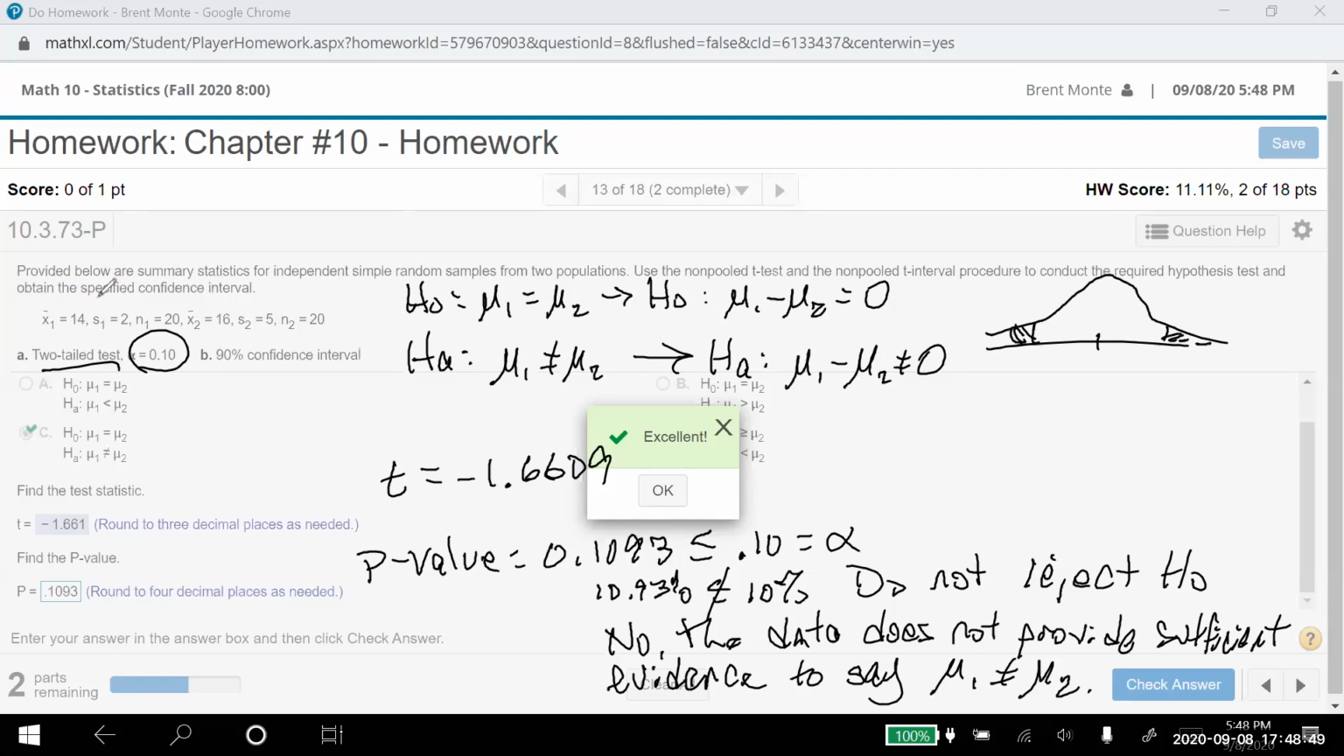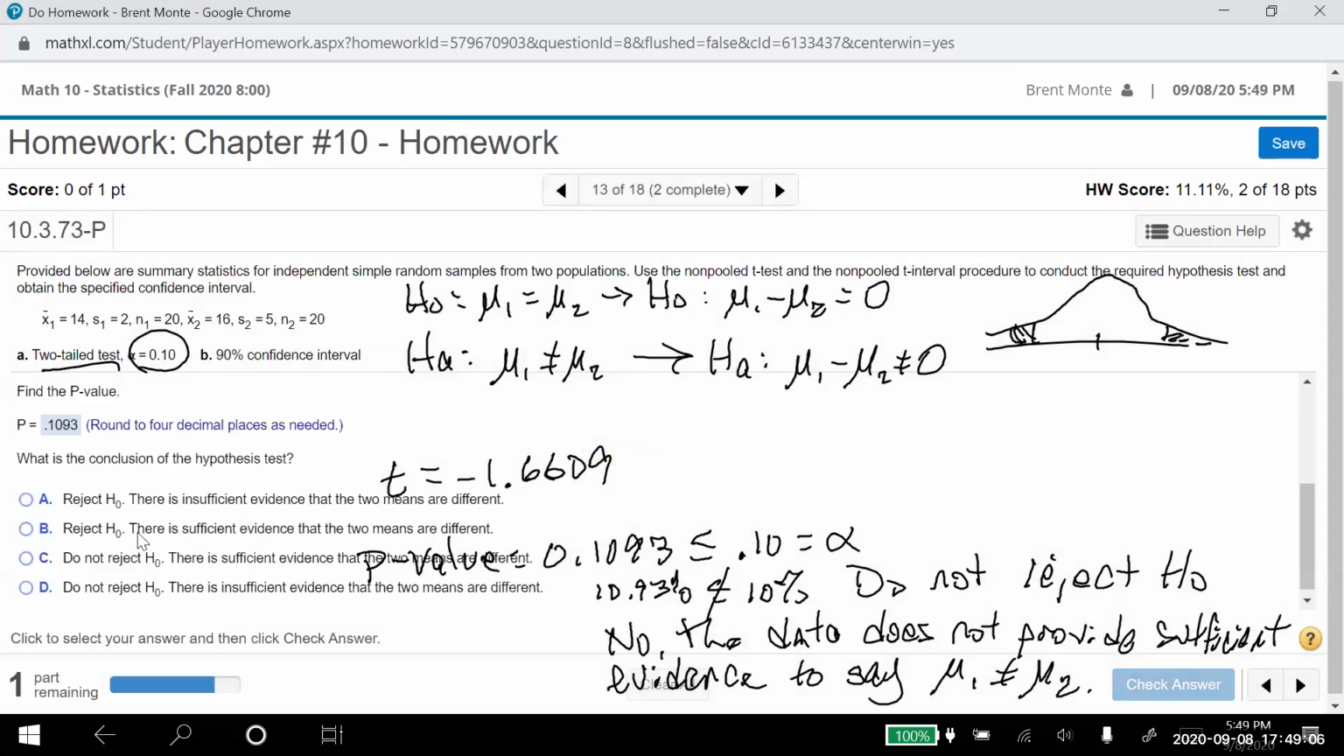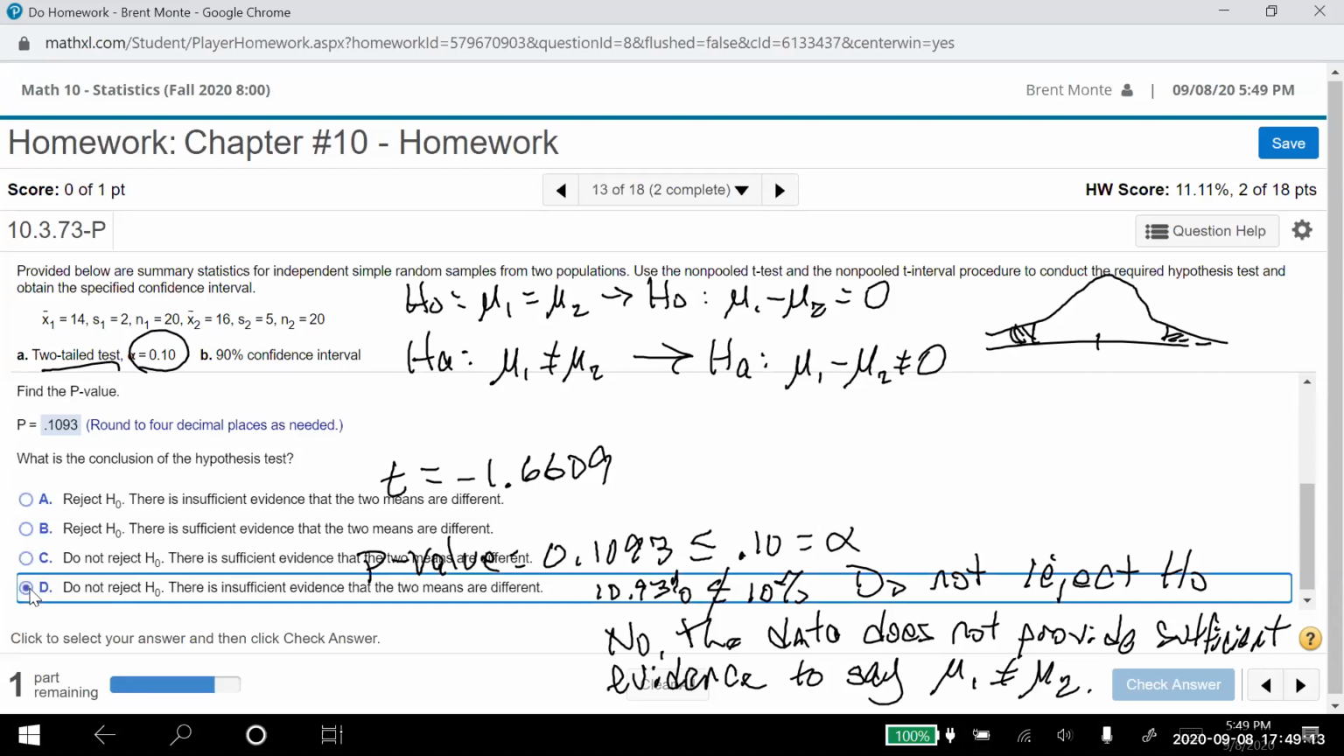Our sample means were different, 14 and 16, but not different enough that we think the population means had to be different, at least not at the 10% significance level. What is the conclusion? Do not reject; there's insufficient evidence that the two means are different. So that's D. And then from there, we're going to go on to doing the confidence interval.